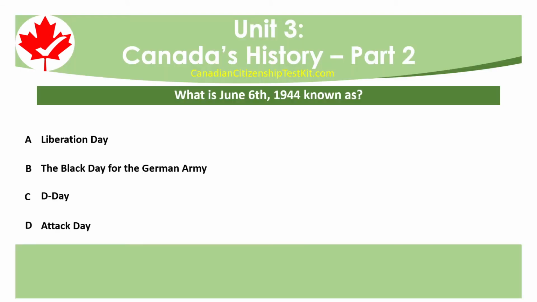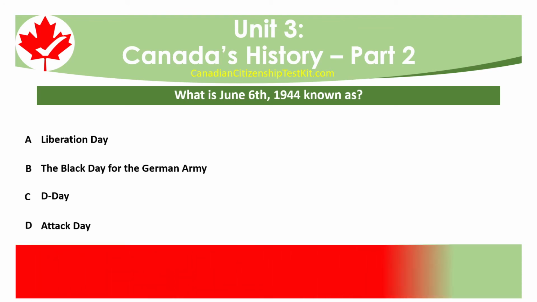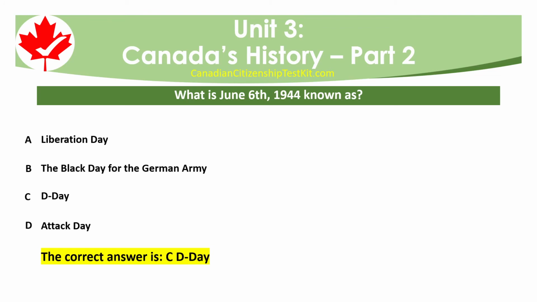What is June 6, 1944 known as? A. Liberation Day. B. The Black Day for the German Army. C. D-Day. D. Attack Day. The correct answer is C. D-Day.